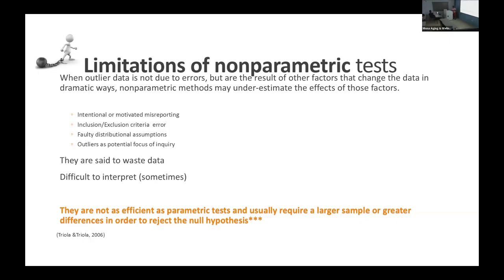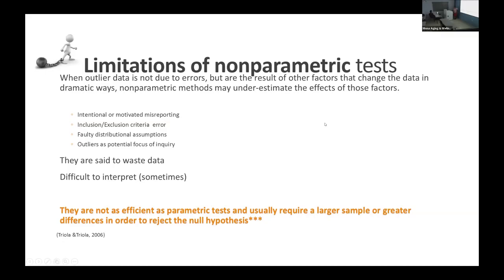And then the final one says outliers as potential focus of inquiry. Sometimes your outliers are not necessarily errors like data entry errors, but they're actually there to prompt you to do some further investigation as to what might actually be going on. And in most cases, when you do your non-parametric test, you may not actually pick up those outliers. So that's why they say non-parametric tests tend to underestimate the effects of other factors that might be happening in the data.